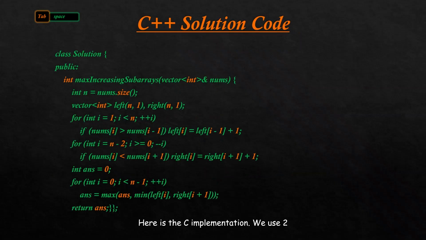Here is the C++ implementation. We use two vectors, left and right, both initialized with 1s. We make one forward pass to fill left values and one backward pass to fill right values. Then we compute the maximum of min(left[i], right[i+1]) for all valid indices. This simple linear time solution elegantly captures the problem's essence.